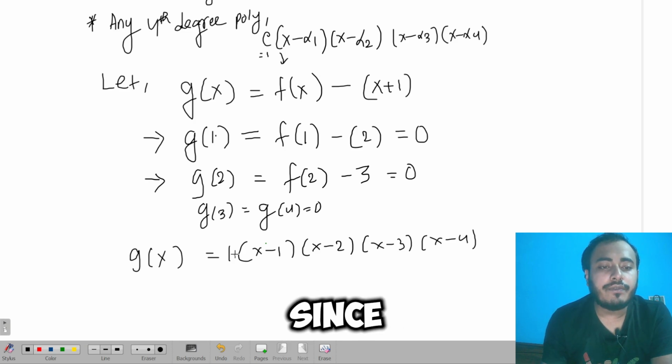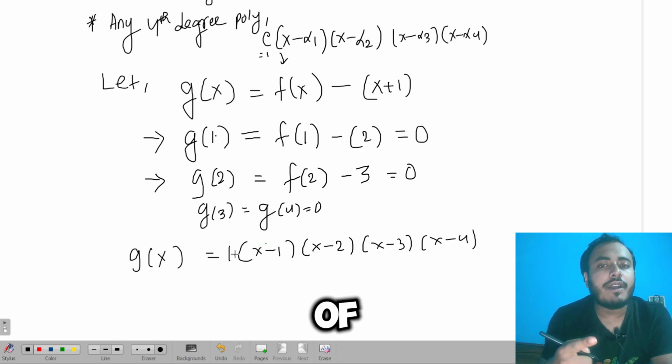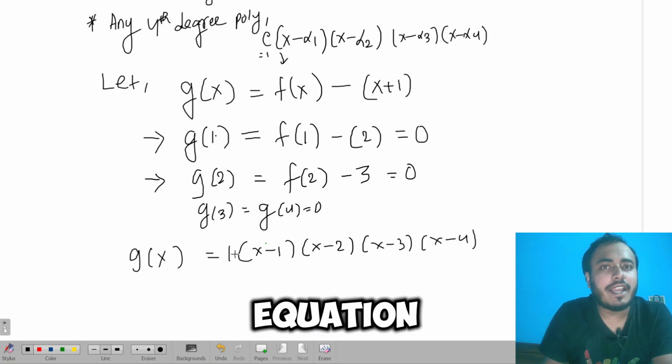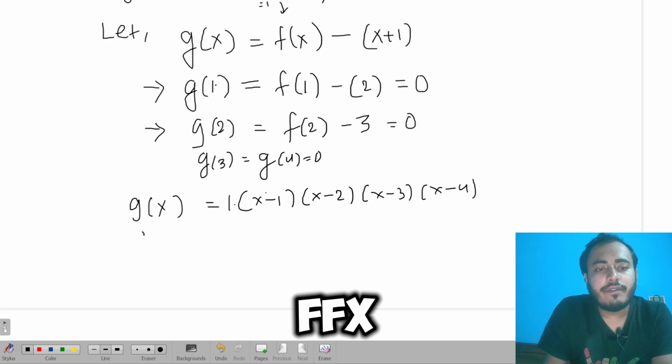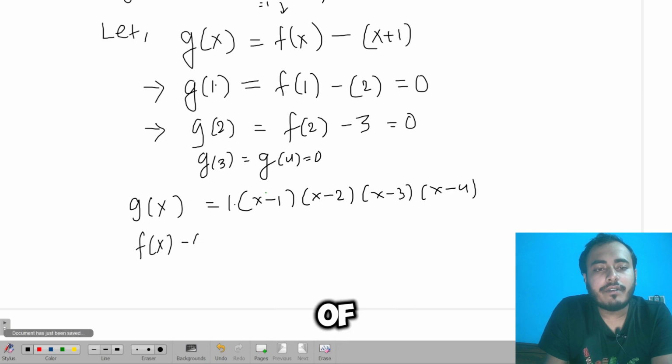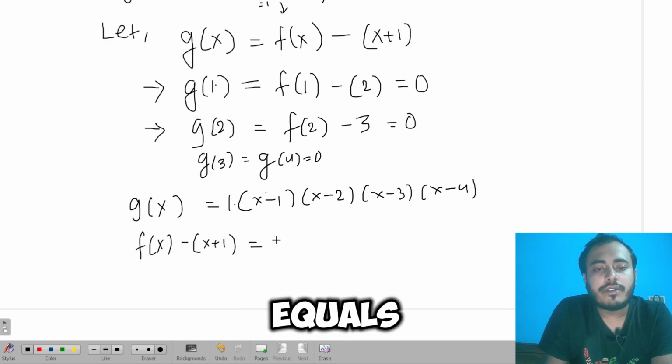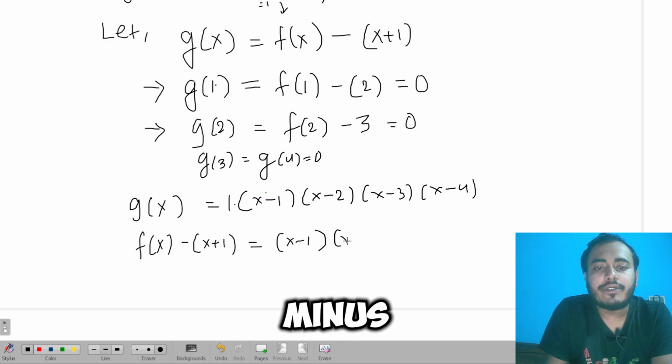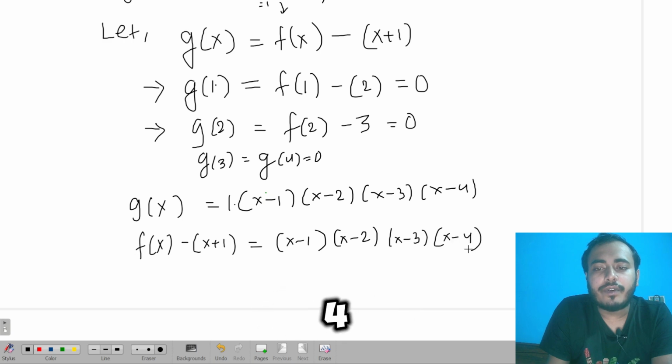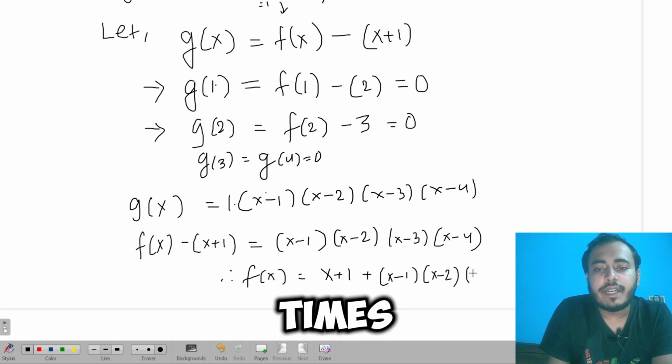Now, since we have g of x, we can put in the value of f of x minus (x plus 1) in this equation, and that would give us f of x minus (x plus 1) equals x minus 1, into x minus 2, into x minus 3, multiplied by x minus 4. And therefore, we can write that f of x equals x plus 1 plus x minus 1 multiplied by x minus 2 times x minus 3 times x minus 4.